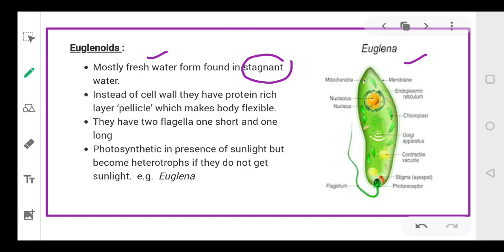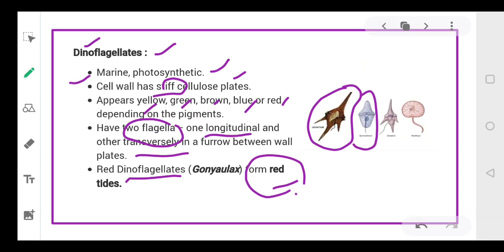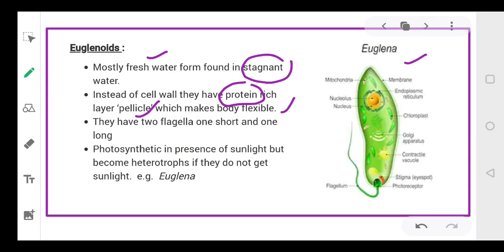Their cell wall is made up of protein, right? It is highly proteinaceous and it's called pellicle. Because of the presence of pellicle, their body is flexible. If you remember, we just discussed that in dinoflagellates the cellular plates, the cell wall, is very, very stiff and hard. But here, the body is flexible because they contain a protein-rich layer called pellicle.